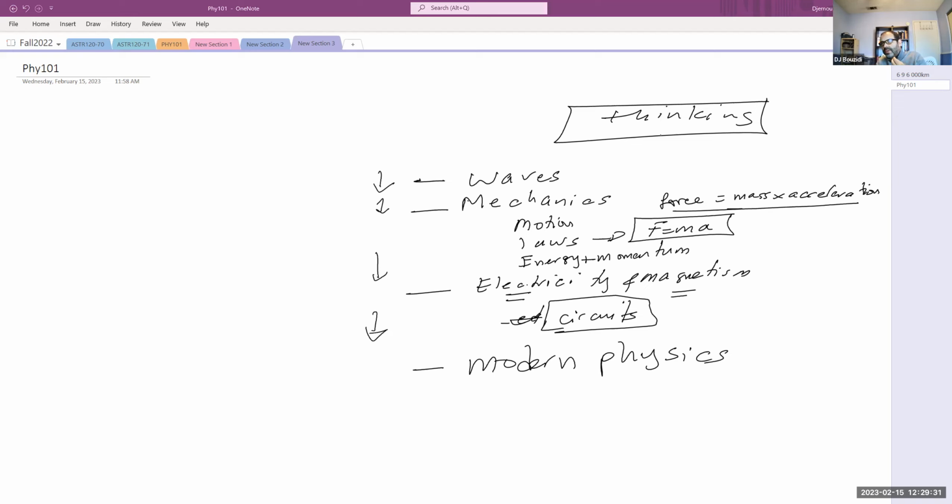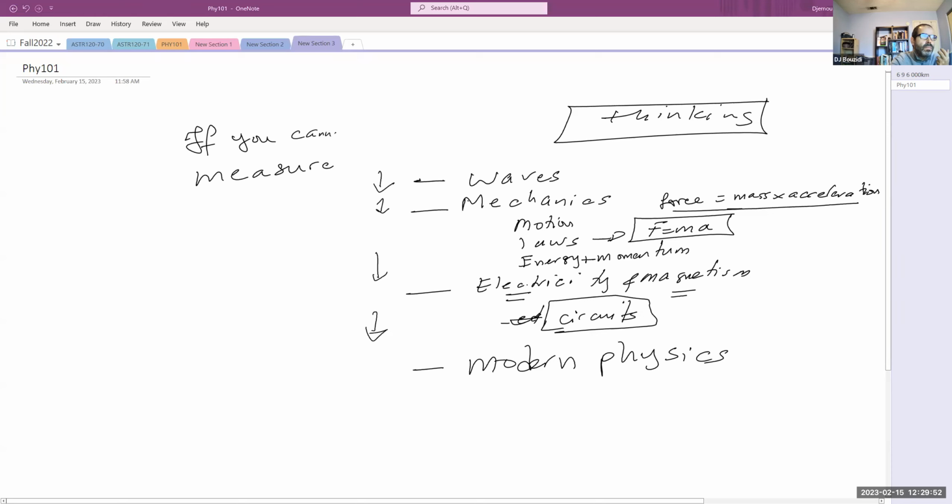So that's an important thing. We're going to talk about the scientific principles. We're going to talk about the scientific method. We're going to compare different concepts and what makes them concepts to begin with. And the key thing is measurement. If you cannot measure it, it's not physics.